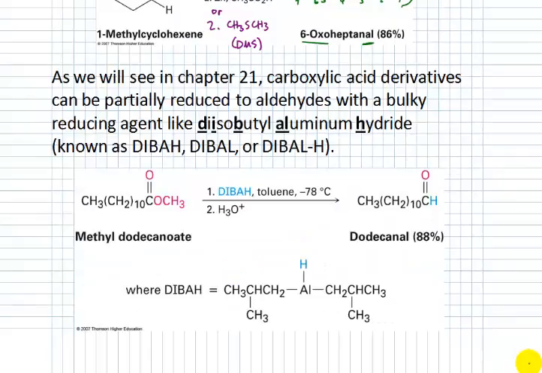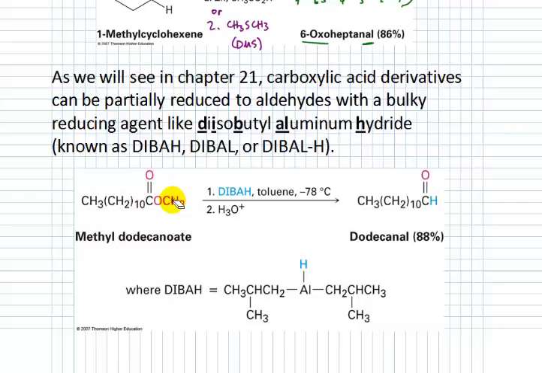So we're going to talk much more about this in the carboxylic acid chapter. Any kind of carboxylic acid derivative, so any kind of C double bond O with something special attached, like an O or an X or something like that, those can be partially reduced to an aldehyde. The harsh reducing agents like lithium aluminum hydride will reduce them all the way down to the alcohol.